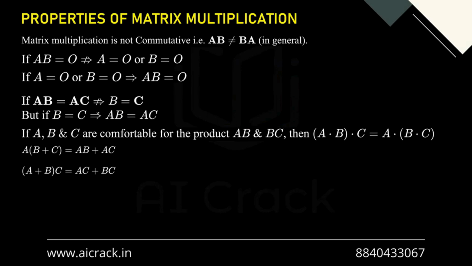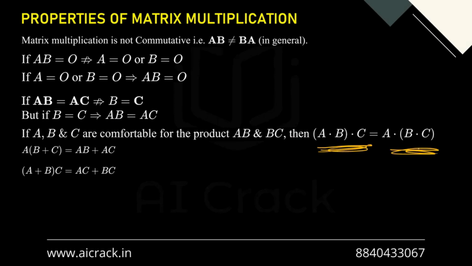But again, if B equals C, then definitely if I multiply any matrix, pre-multiply or post-multiply, to both B and C, the product would be equal. But pre-multiplication on one side and post-multiplication on the other, it's not like AB equals CA. That might not be true. But definitely AB equals AC, if the A, B, and C matrices are conformable for the products AB and BC, then these are valid.